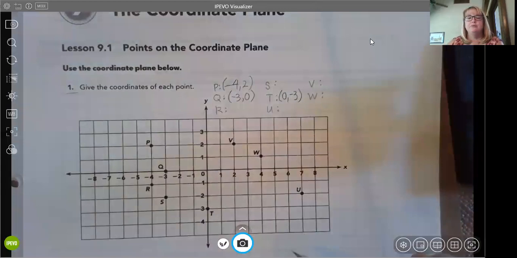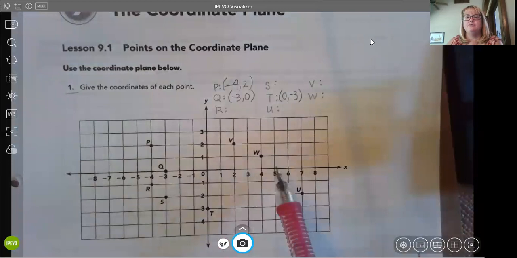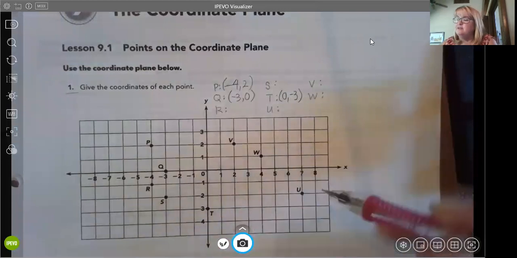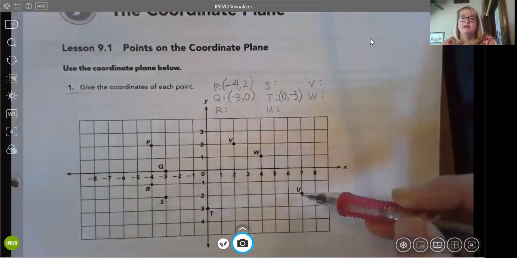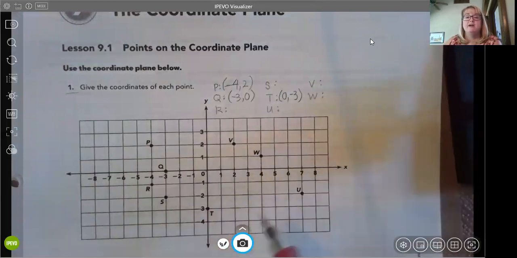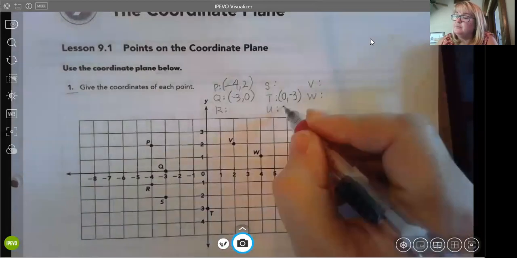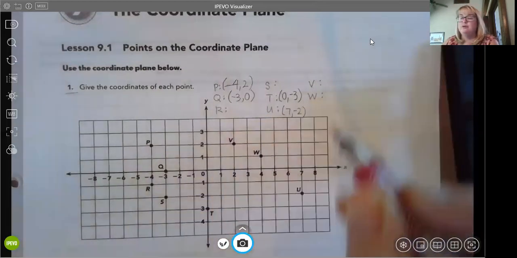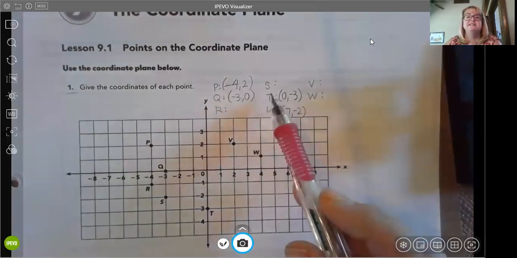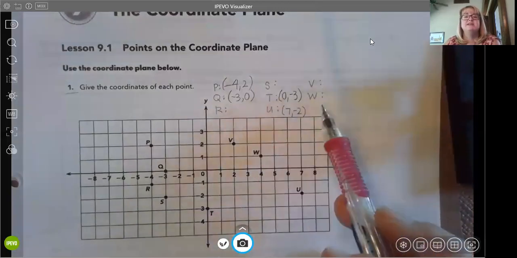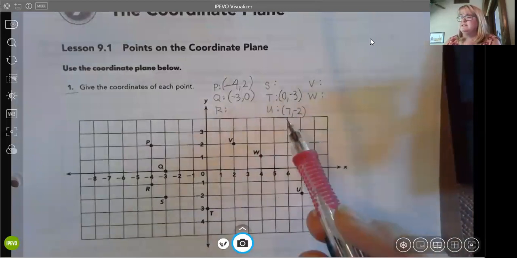Let's look at U. U is over here. So we start at the origin, and we're going to go along the x-axis all the way to 7. And then from 7, we're going to go down 2. So our ordered pair is 7, -2. So that's what U is, 7 and -2. All right, I would like for you to try R, S, V, and W. See if you can find the coordinates of those points.